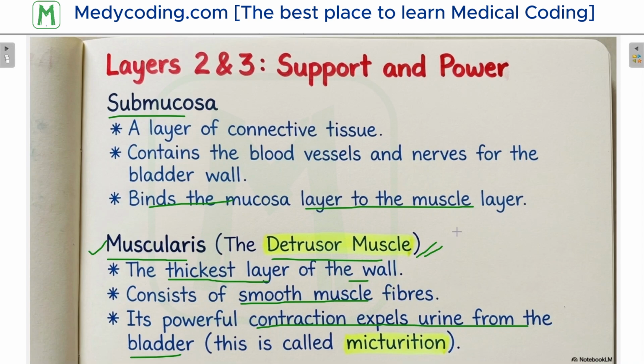Neurogenic bladder disease is one in which the detrusor muscle does not function properly. If the detrusor muscle works too much, it becomes overactive bladder. So these are diseases of the bladder caused by improper functioning of the detrusor muscle.